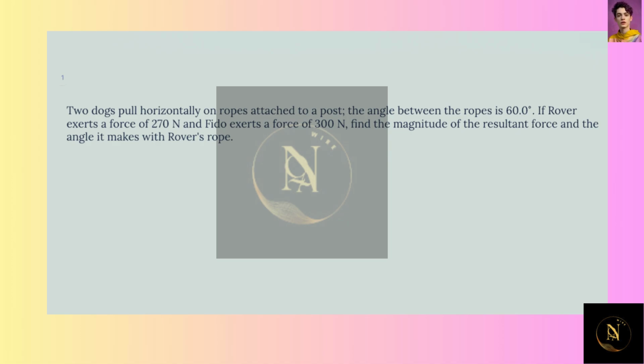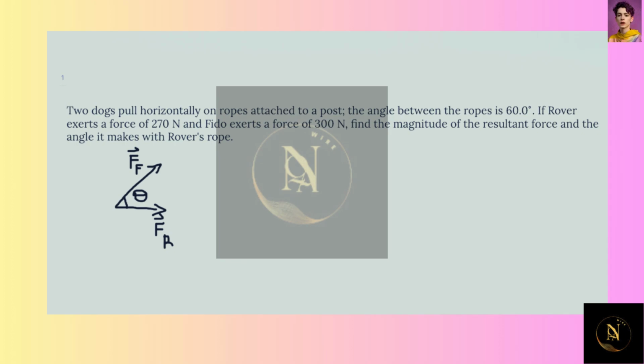Okay, so this is a classic example of a vector decomposition in 2 dimensions. So to get started, let's go ahead and draw a little free body diagram of what's going on. So we have 2 different vectors. We can label them F subscript R for Rover, and then F subscript F for Fido. And then we're told that they form a 90-degree angle in between them. So we're just going to go ahead and call that angle theta.